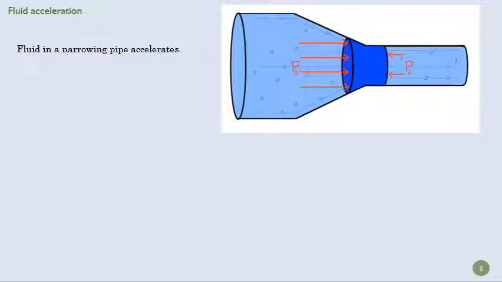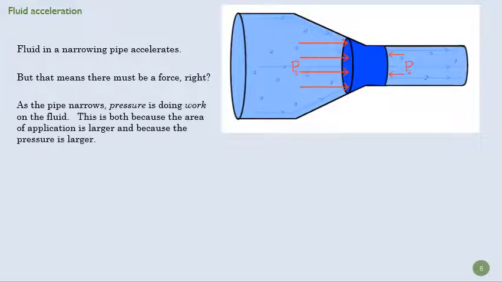Fluid, as we've just seen in our discussion of continuity, accelerates as it goes into a narrowing pipe, right? If the fluid is moving faster here than it is here, then it must be accelerating. What makes it accelerate? There must be some kind of force here. And the force that is doing that is the force of pressure. As our fluid moves from this wide area into the narrow area, pressure is doing work on the fluid, okay?